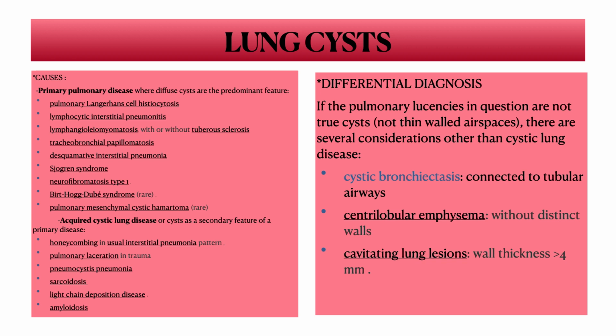Then for differential diagnosis, if the pulmonary lucencies in question are not true cysts, not thin-walled airspaces, there are several considerations other than cystic lung disease, like cystic bronchiectasis, which is connected to tubular airways, centrilobular emphysema, which is without distinct walls, and cavitating lung lesions, where the wall thickness is more than 4 millimeters.